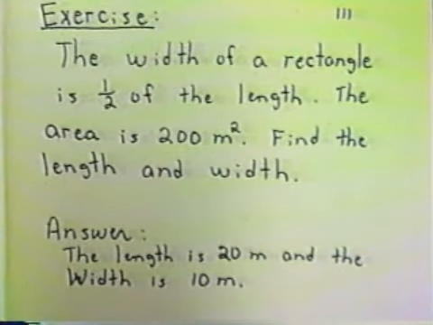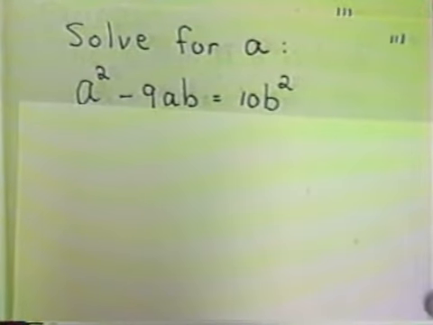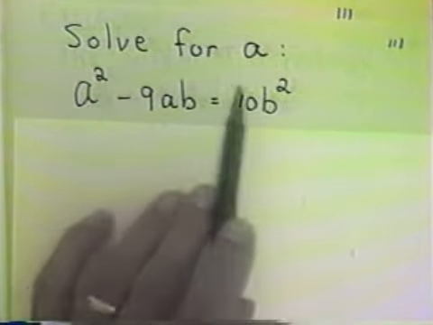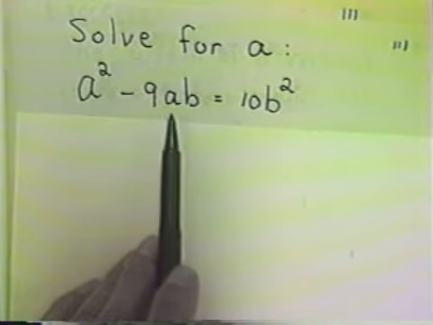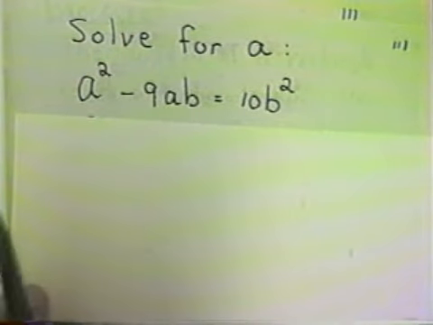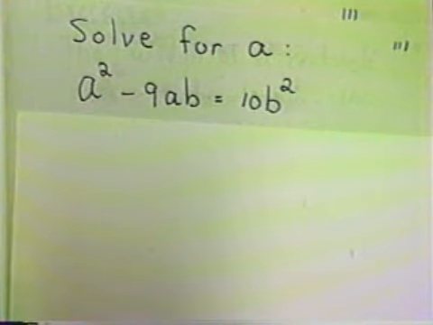Now there's something else that we can do with quadratic equations. We can solve literal equations that are quadratic in nature. Let's look at this example. Let's solve for a. We have a squared minus 9ab is equal to 10b squared. We want to solve for a.